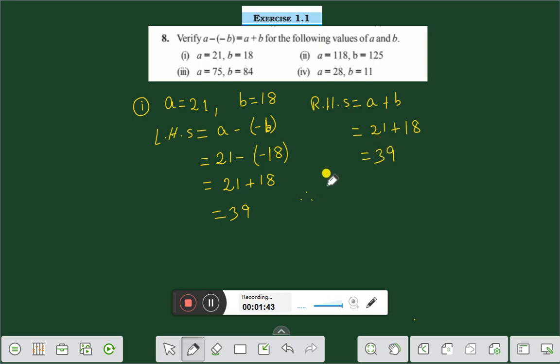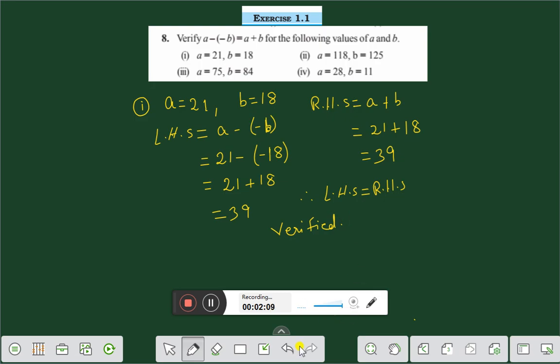Therefore we can say that left hand side is equal to right hand side. Therefore we can say they are verified. That way question number 1 is verified. Now we will solve question number 2.